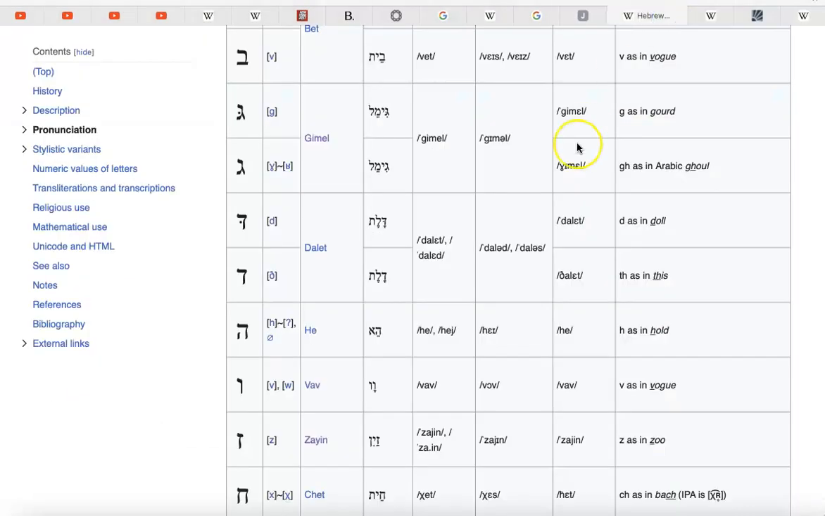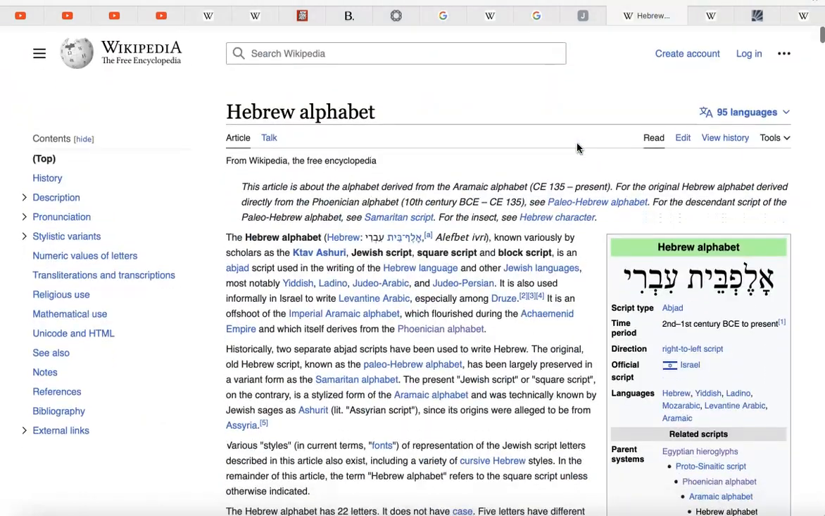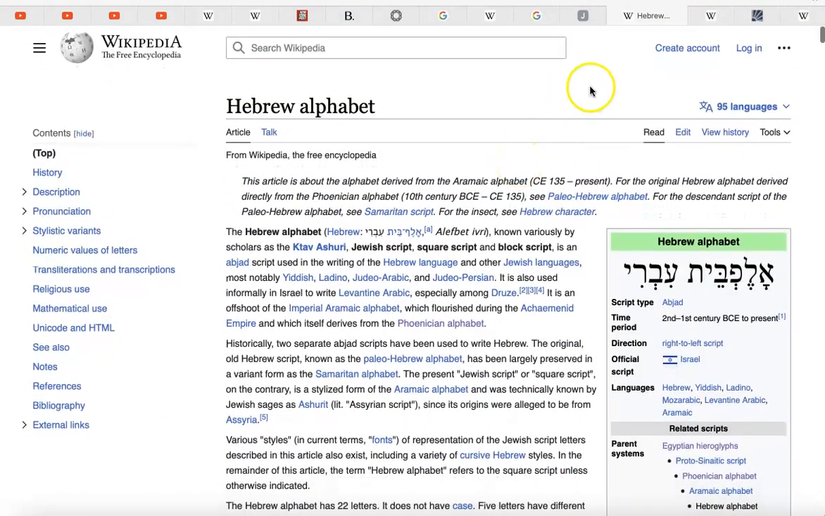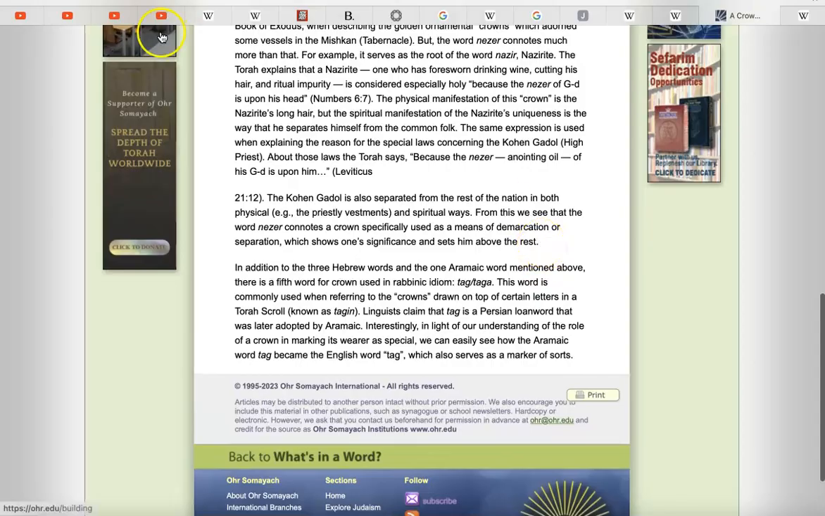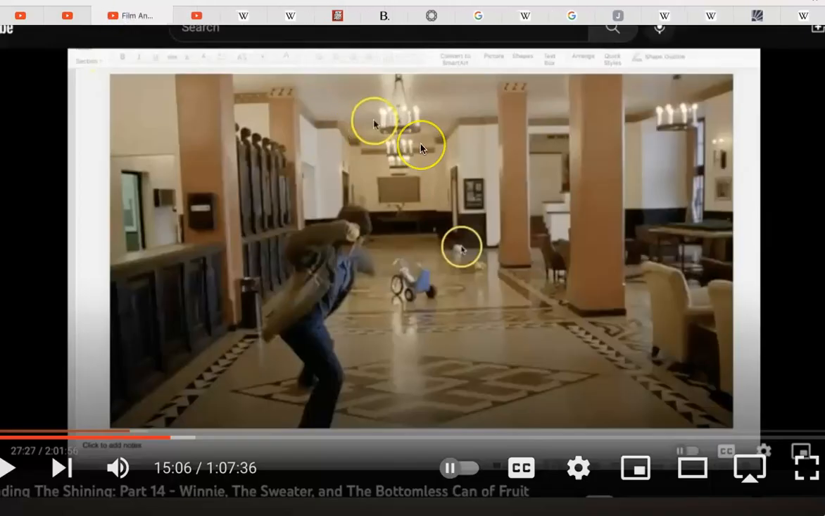Okay, what else? I'm recapping. And then, of course, the Hebrew alphabet and the 7 letters with the 3 tags on them in Torah scrolls. And then the word tag and its relationship to the word crown, which brings us back to these chandeliers. Oh my goodness.